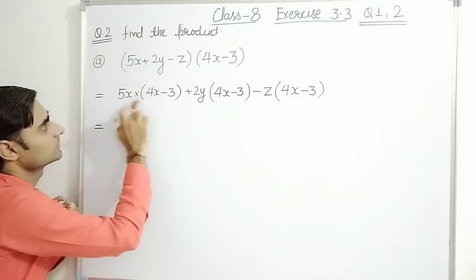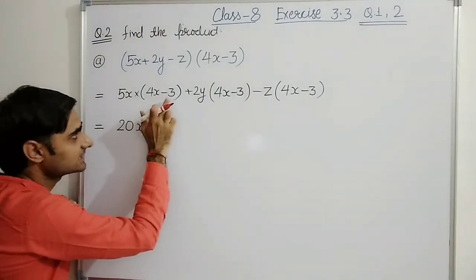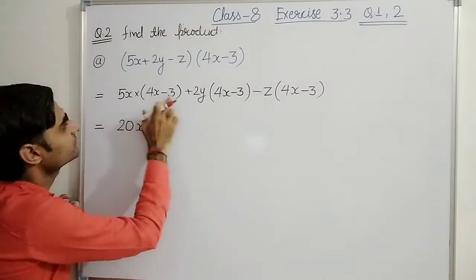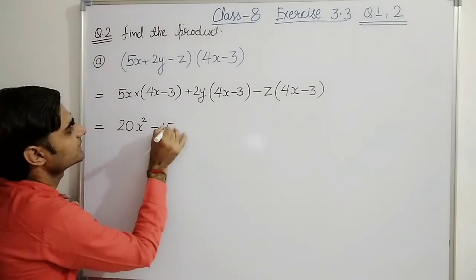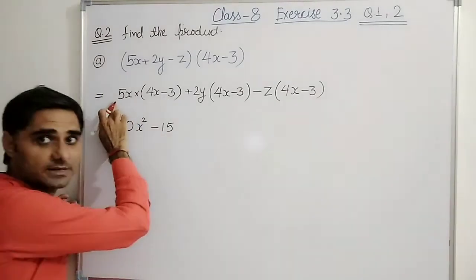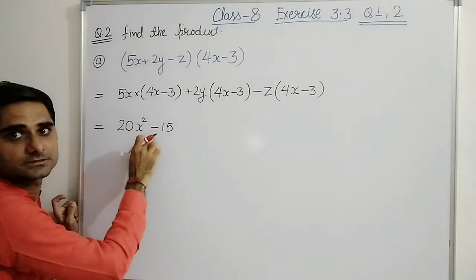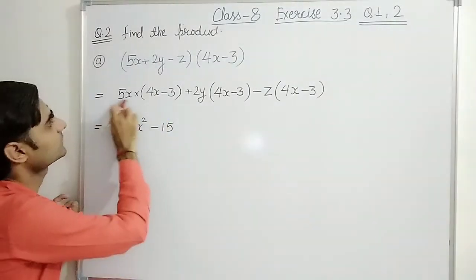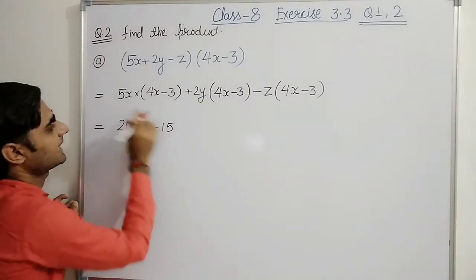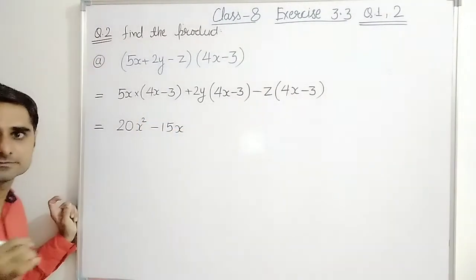Right? Now 5 will be multiplied by minus 3 also. 5 threes are 15. The minus sign will come because one is plus and one is minus, so plus times minus is minus. Okay. So 5 threes are 15, and x is there, just take it as it is.